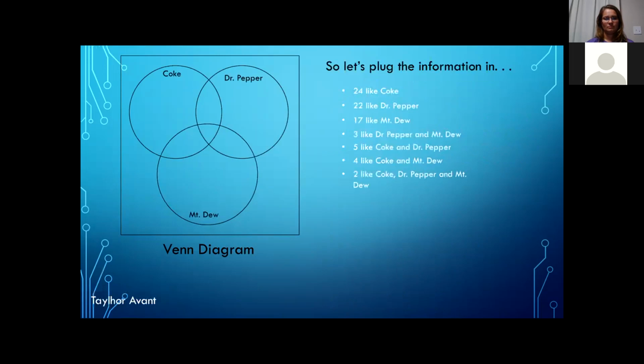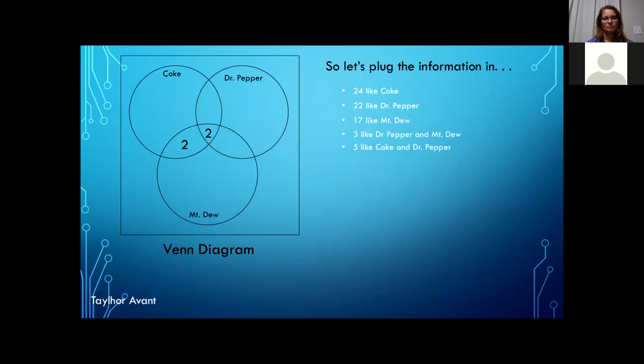So let's plug in this information. Let's start with 2 that like all 3 and place it in the middle of the Venn diagram. Next, we're going to take the 4 that like Coke and Mountain Dew, subtract the 2 that like all 3, and we get 2 which will be placed in the overlapped areas of Coke and Mountain Dew.